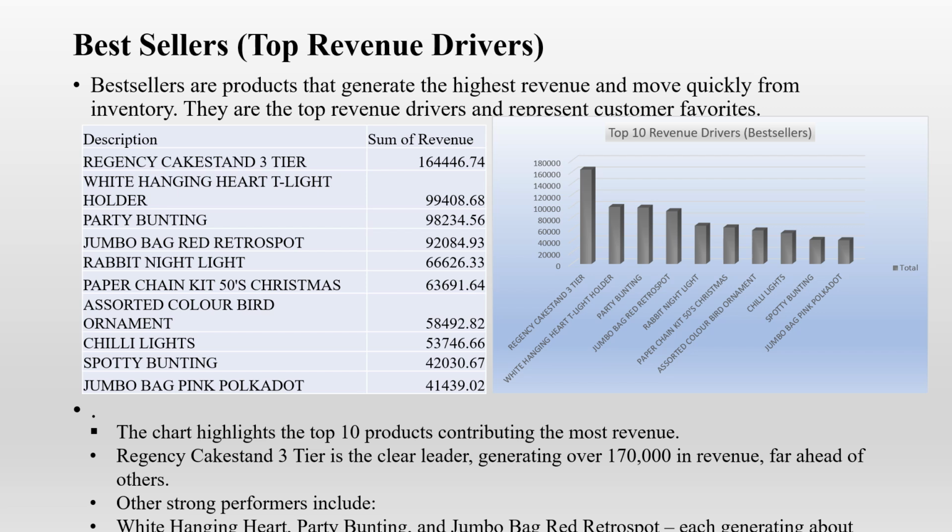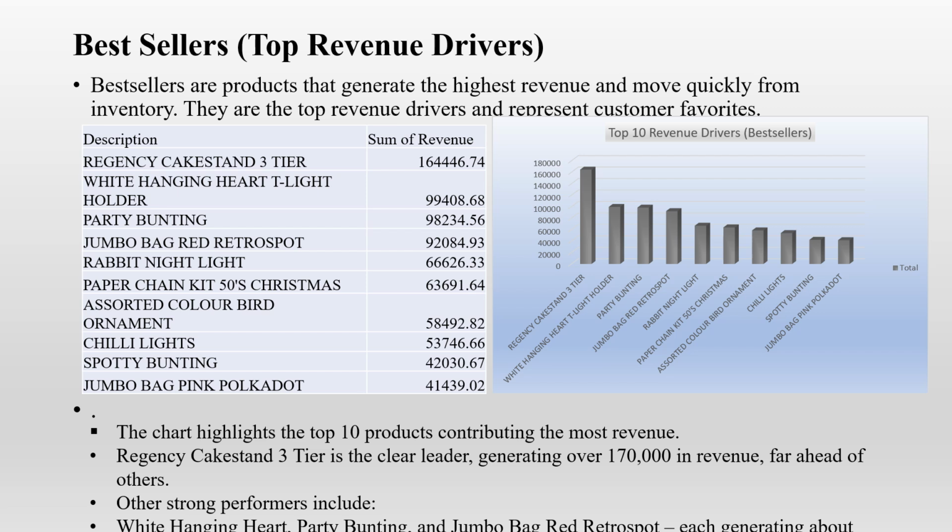For our pivot table, we put the description in the row and then we put the sum of revenue in the value. And after I've done the pivot table, we sort it from the largest to the smallest, then pick out the top 10 bestsellers. From our analysis, we see that the Regency Cake Stand 3-tier is the clear leader. It generated over 170,000 in revenue. Other strong performers include White Hanging Heart T-Light Holder, Jumbo Bag Red Retrospot, and others.